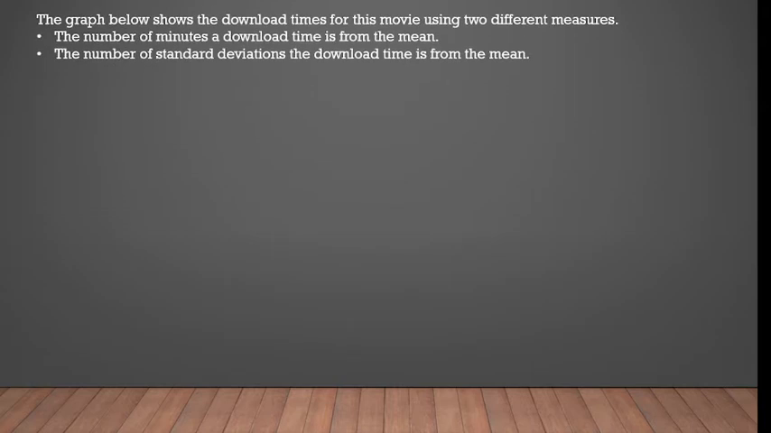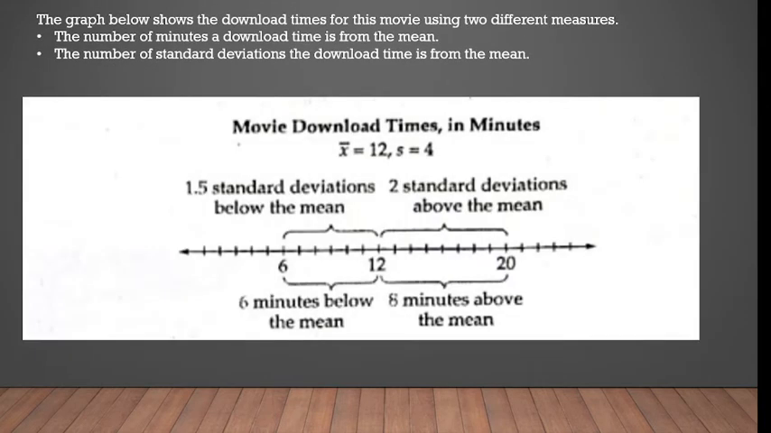So we have here a graph. In the graph, we have two measures we will use. The first is the number of minutes a download time is from the mean, and the second is the number of standard deviations the download time is from the mean. So we have here the given: our mean is 12 and our standard deviation is 4. As you see in the graph, we have our mean, which is 12, and the 6 is the download time for his friend, and the 20 is the time when he downloaded the movie.